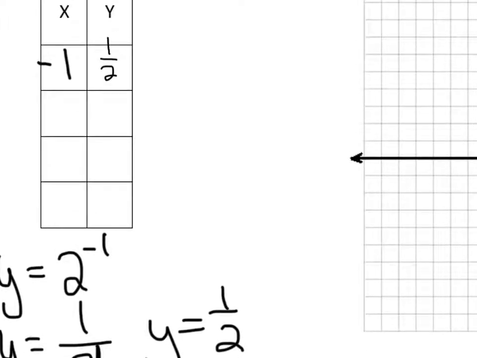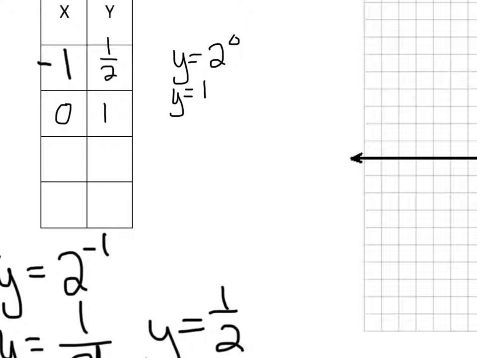Okay, so after -1, I'm going to put in 0. So it's now y equals 2 to the 0, because remember x is the exponent. Well, another thing to remember, anything to the 0 power, hopefully you didn't just say 0 there, it is 1 every time. So this is the ordered pair 0, 1. Never 0, always 1.